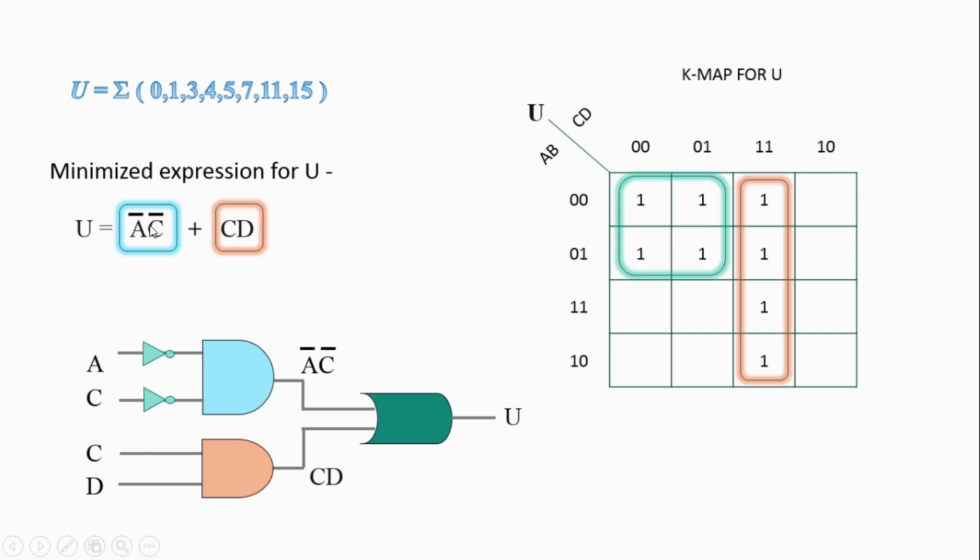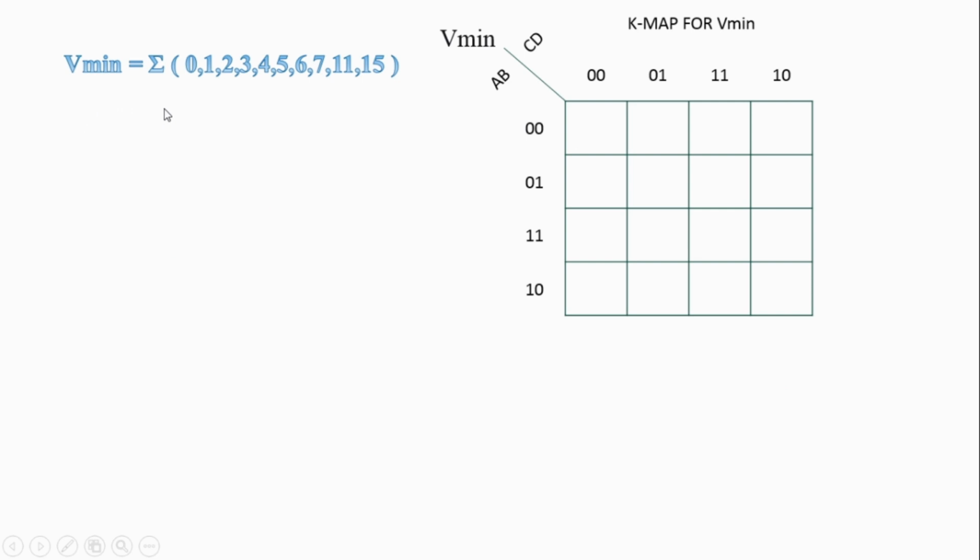Similarly, circuit design: A bar, C bar. So A bar and C bar we have created using NOT gates, and performing the AND operation we get A bar C bar. Okay. Similarly C and D, this is the symbol of the AND gate, so CD is created. This is the 2 input OR gate, with A bar C bar as this input and CD as this, to create the U.